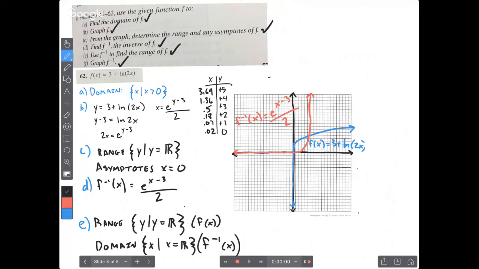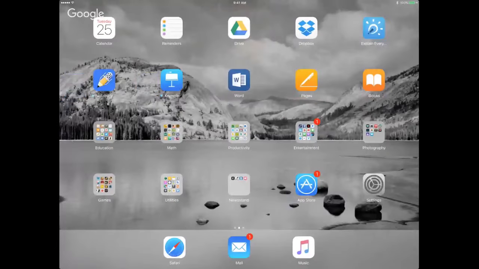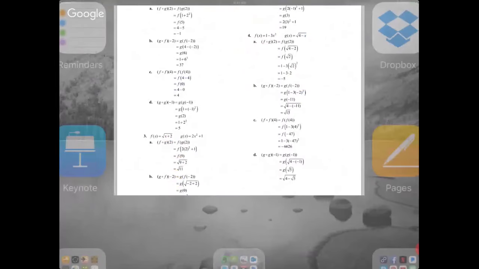Questions on number 62? Any others that you feel you'd like me to do by hand before I show you the answers to the whole problem set? Seeming like maybe no. Time to move on to this.